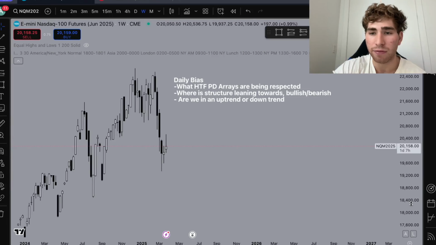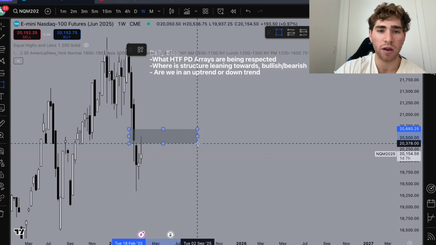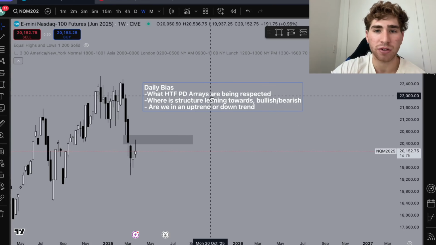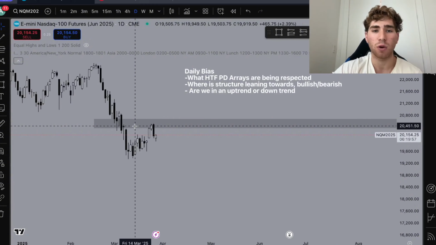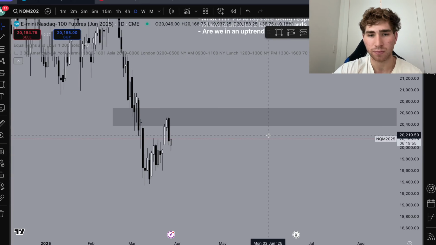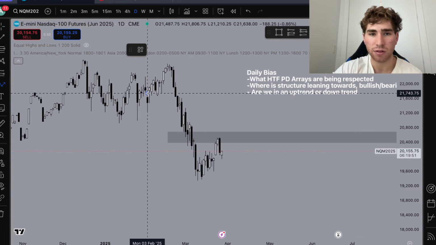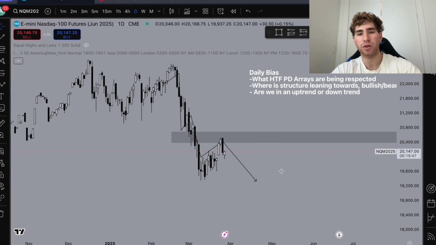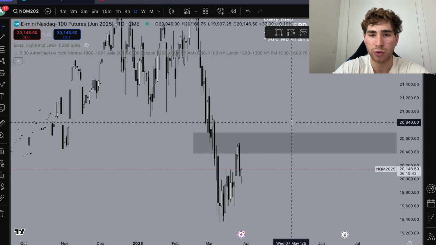Let's look at the weekly time frame. What do we see? It is a weekly fair value gap, right? What is the first thing I told you guys? What high time frame PD arrays are being respected? We are respecting a weekly bearish fair value gap. Let's go back into the daily time frame. Right? We are in a clear downtrend. So we're in a downtrend. Price is respecting a bearish weekly fair value gap.